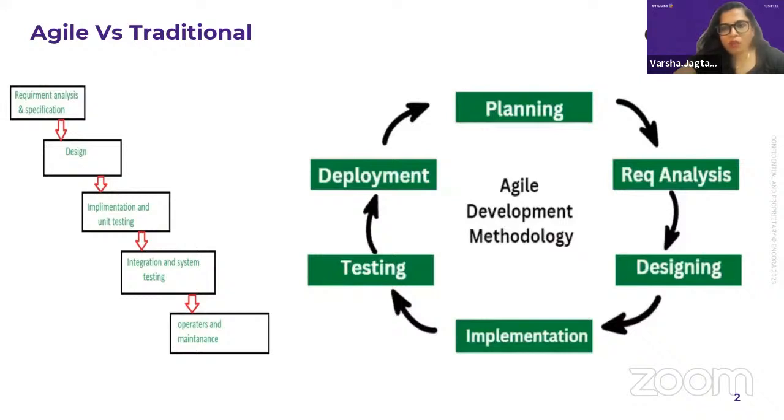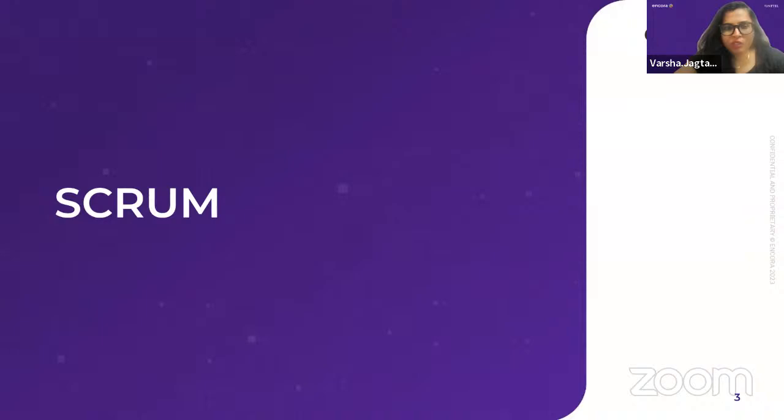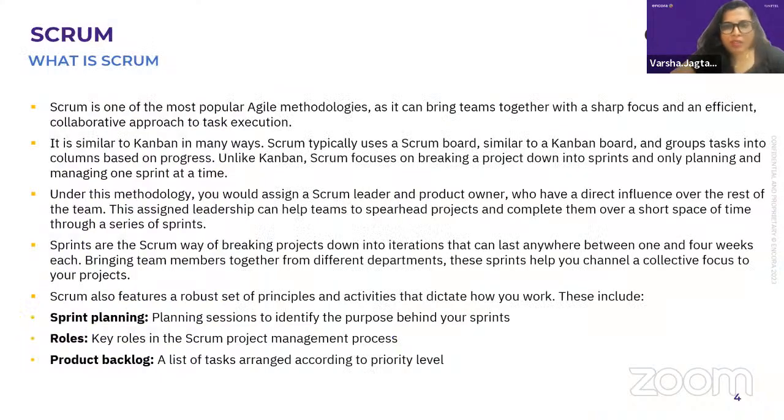Now we will talk about the most popular approach, which is Scrum. As I already told everybody, this is a popular agile methodology. It definitely brings teams together with a sharp focus and an efficient, collaborative approach to task execution. How does that happen? In Agile, there are no role-specific people, like this is a business person, this is a QA person. Everybody is involved from the beginning. That's how it is a team together with a sharp focus.